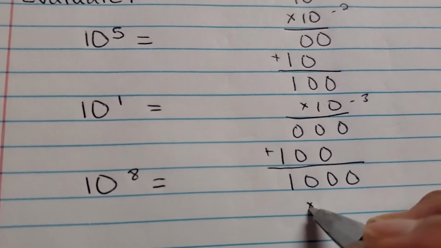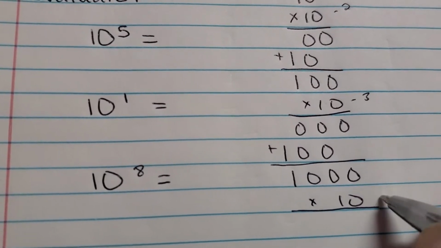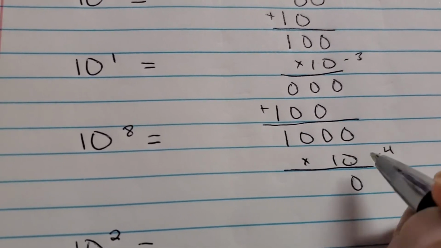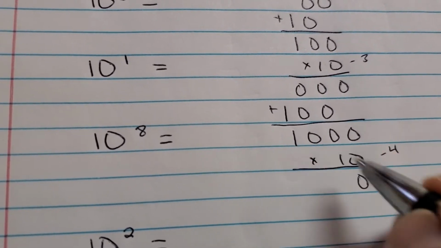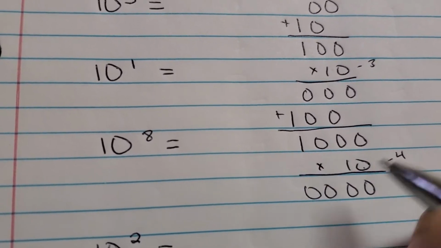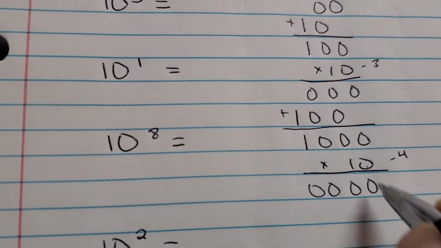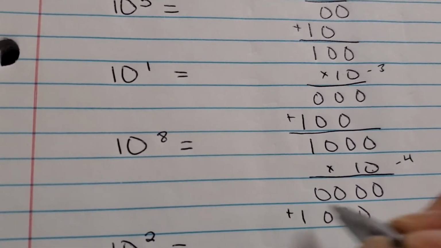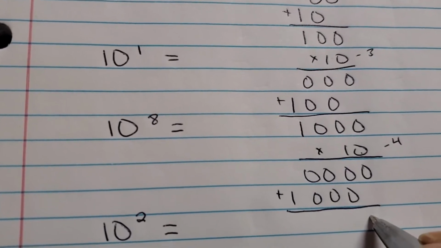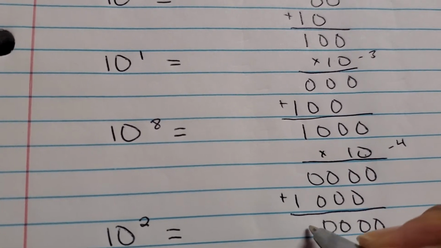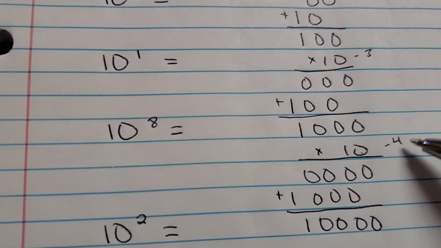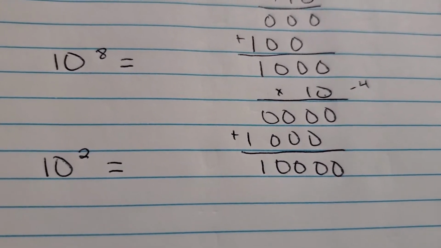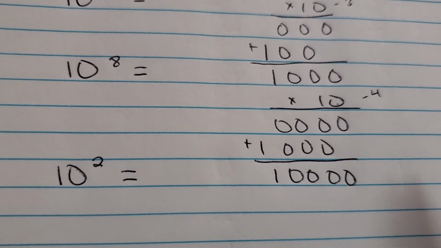Now we need to add another 10. This is the fourth 10. 0 times 0 is 0, 0, 0, 0. 1, 2, 3, 4. There's 1,000. 1, 2, 3, and 1. Add these numbers up. This is 10 to the fourth power. 1, 2, 3, 4. There's 4 zeros.